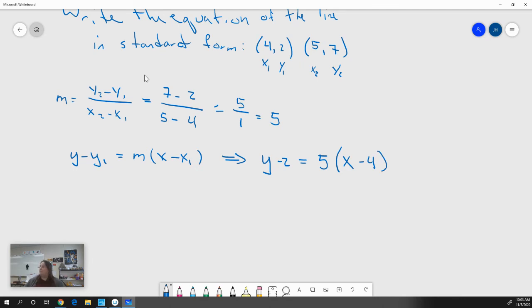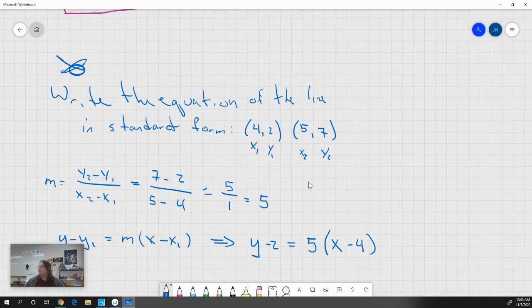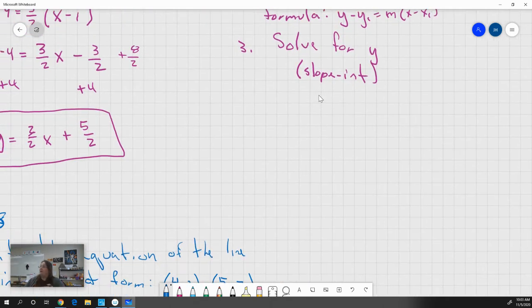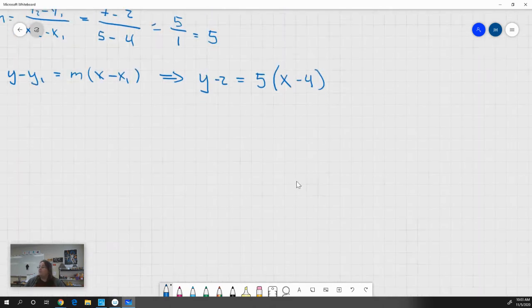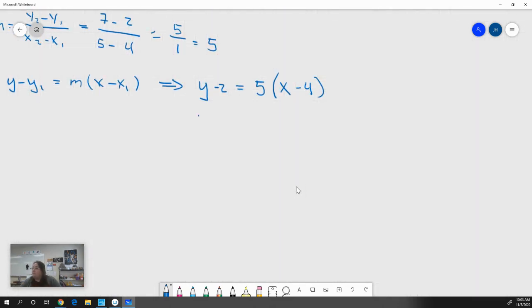Our next step, if you remember, was solve for y. Gives us our slope-intercept form, right? So I'm going to leave my y minus 2 alone for a second, and I'm going to deal with this. I'm going to distribute. 5 times x is 5x. 5 times negative 4 is negative 20. Now we can deal with this. We want to get rid of whatever's attached to the y. Right now it's minus 2, so we're going to add 2 to both sides. And I get y equals 5x minus 18.